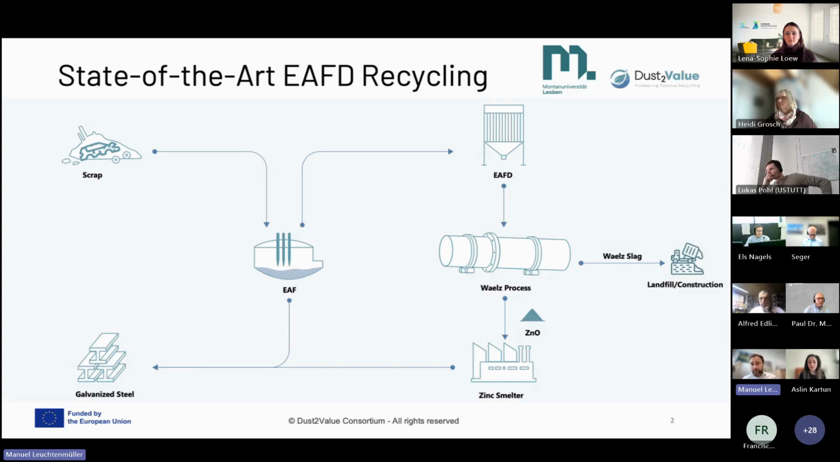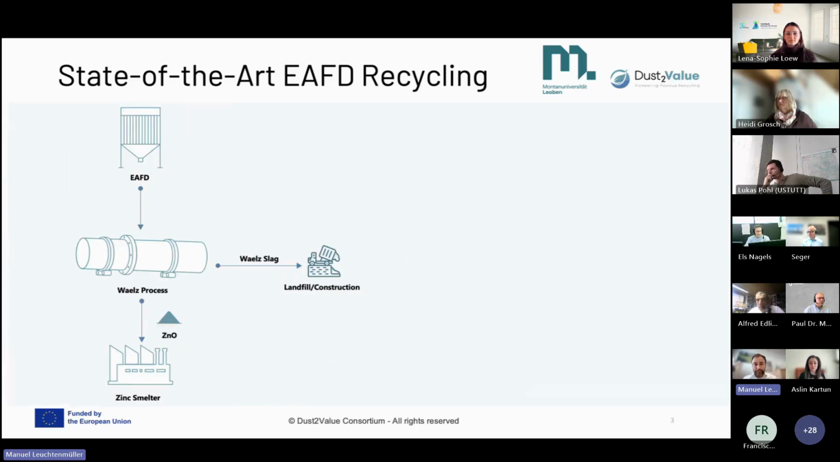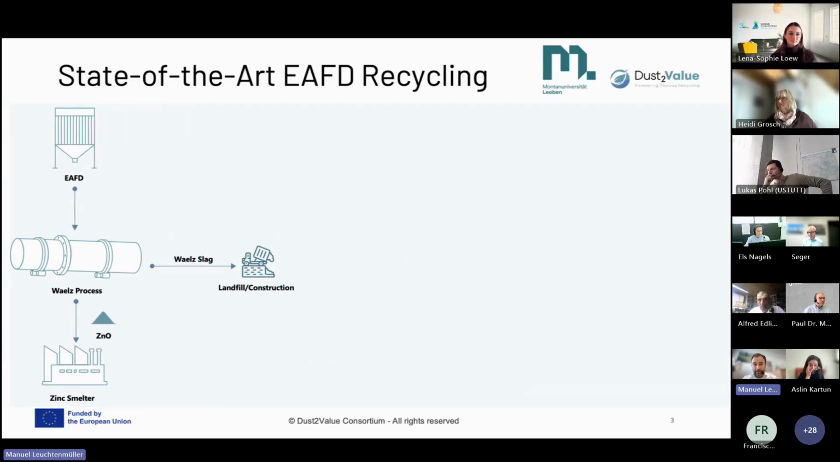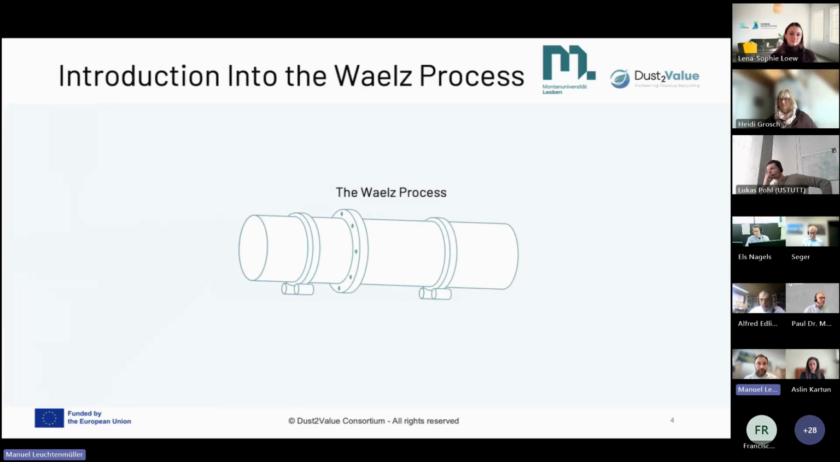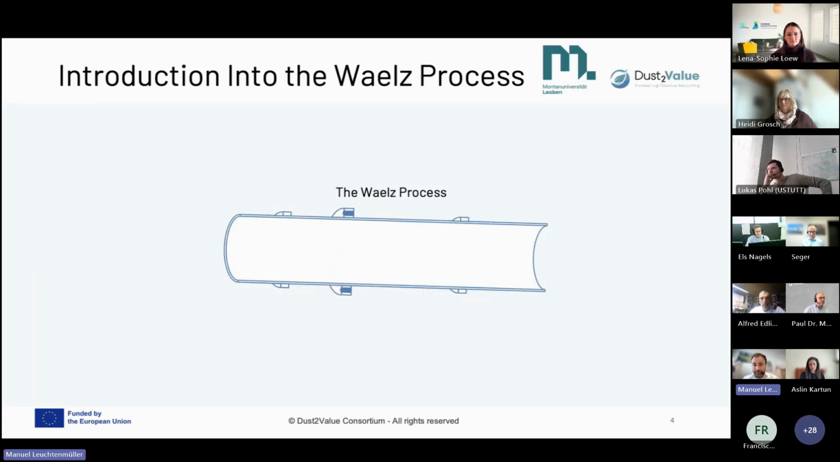And this process has some advantages, some disadvantages. For instance, also a Wels slag, around 650 kilograms per ton of dust. It goes mainly to landfills, sometimes to construction. So what is this Wels process? So everyone has the same level of information.